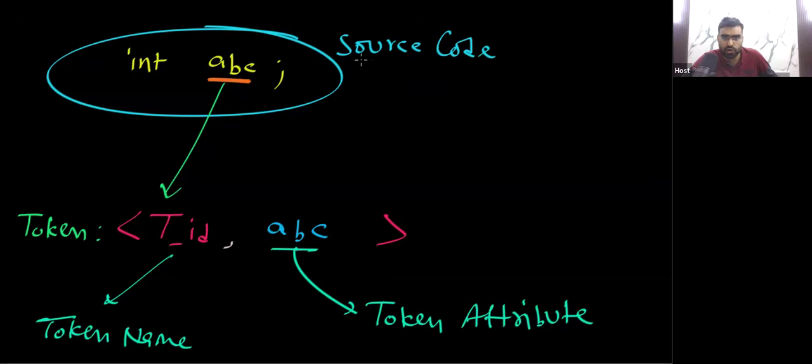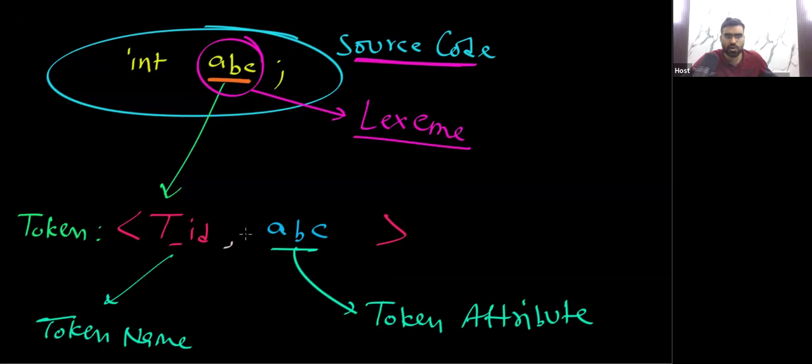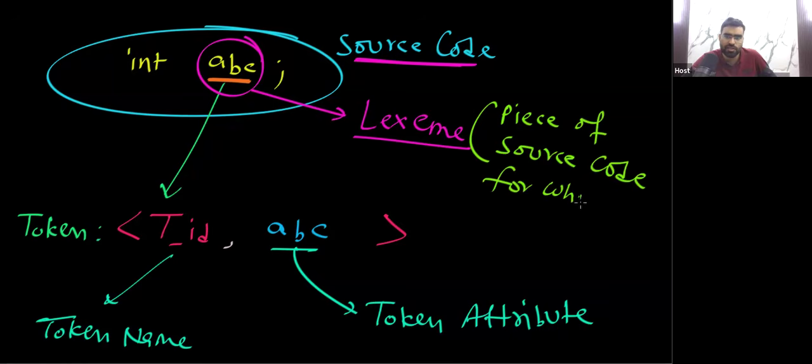And let me tell you one more thing. This ABC, which is part of the source code, is called a lexeme. Is this clear? So what is a lexeme? A lexeme is basically the part of the source code for which you have generated the token. It is a piece of source code for which a token is generated. Understood? Is this clear?